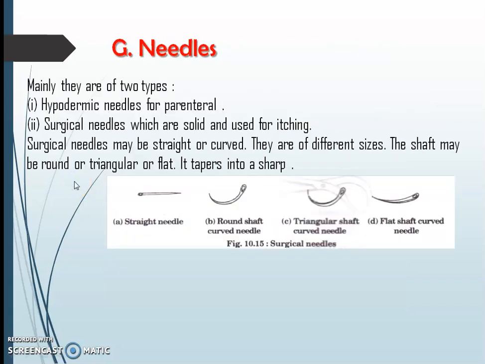Then needles. Mainly, there are two types of needles: hypodermic needles, which are for parenteral use, and surgical needles, which are solid and used for stitching. Surgical needles may be straight or curved. They are of different sizes. The shaft may be round or triangular or flat. It tapers into the shaft. This is a straight needle, round shaft needle, triangular needle, and flat shaft curved needle. These all four types are surgical needles.